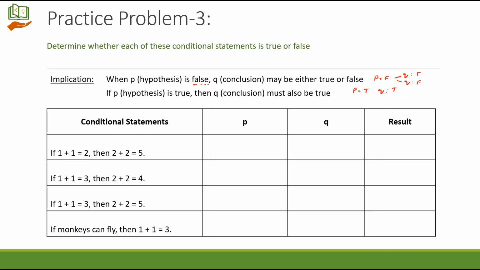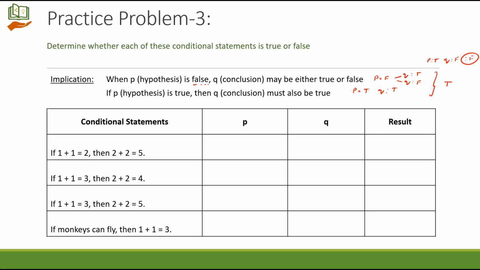If you find any of these three conditions, you can end up with true. If you find the condition where P is true and Q is false, for that alone you will be marking the result as false. Now let's take every conditional statement and check.